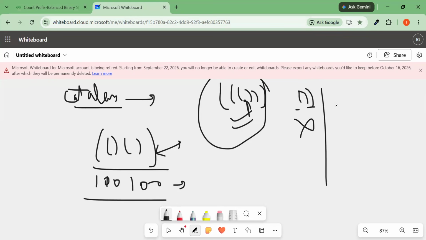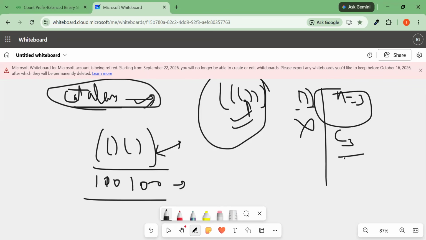So how do you solve these problems? The optimized approach is to use the Catalan number. You have to find the Catalan number for that particular thing. So consider n equal to 3 is given. We have to find C3. What is C3? Cn is equal to 2n C n divided by n plus 1. Okay. What is C?